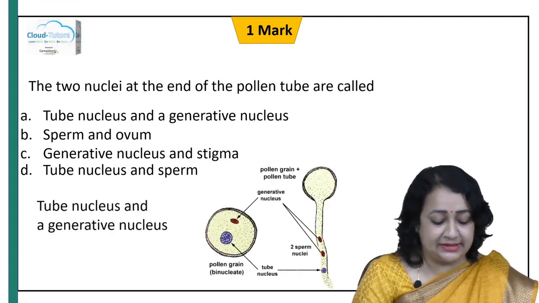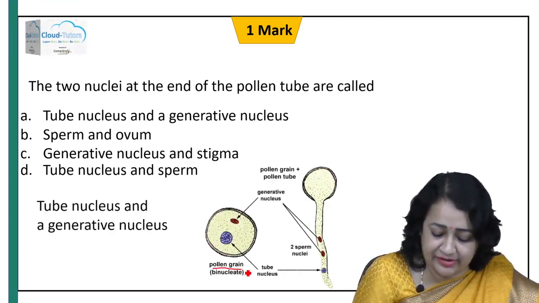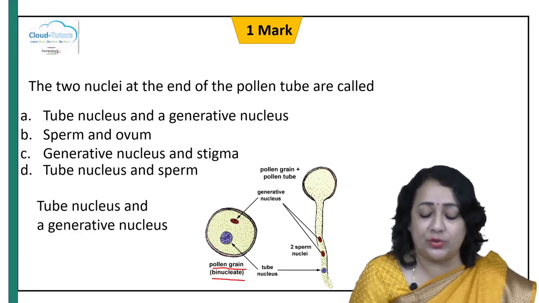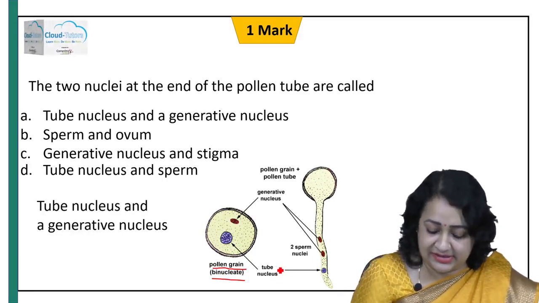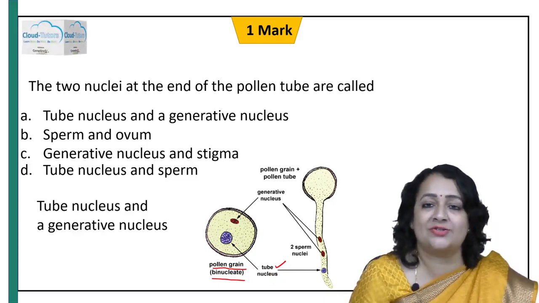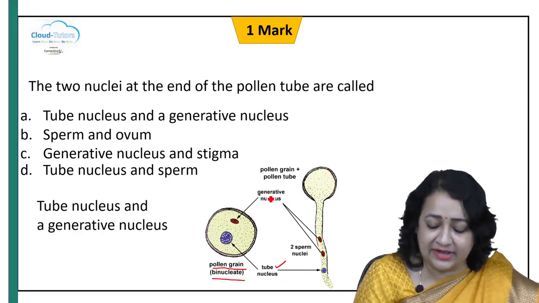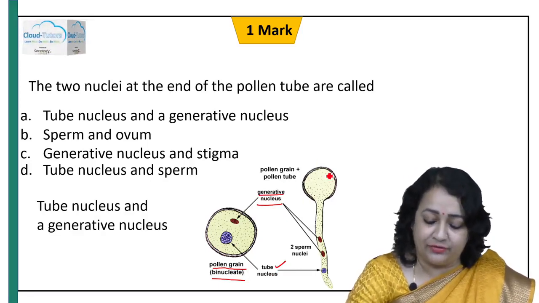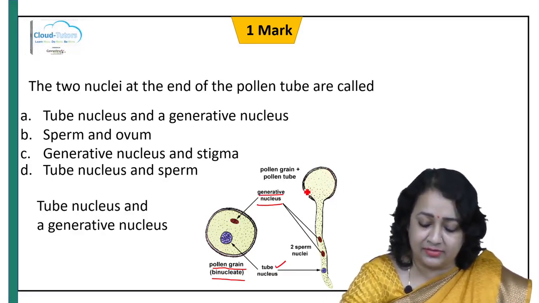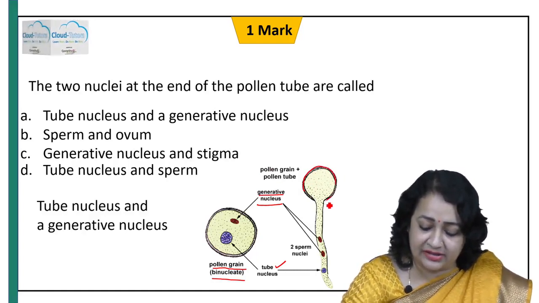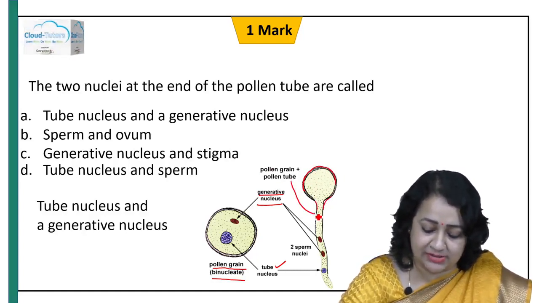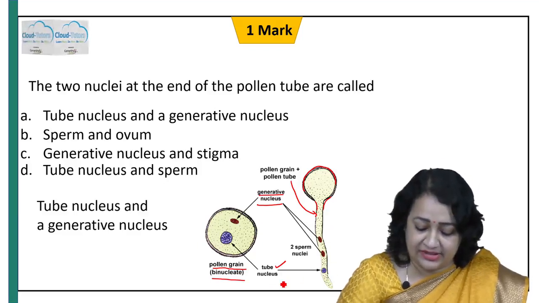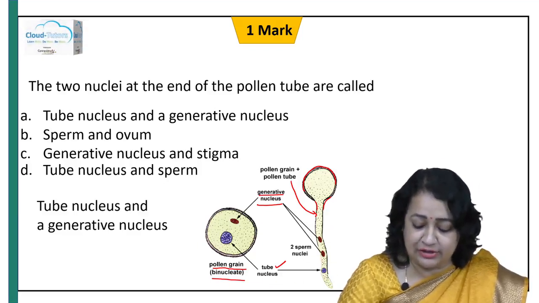If you see here, this is the pollen grain, correct? And it is binucleate, meaning there are two nuclei. One nucleus is called the tube nucleus. The other one is called the generative nucleus. This is the pollen grain, and this is the pollen tube. Now this pollen tube will have nuclei: one is the tube nucleus, the other one is the generative nucleus.